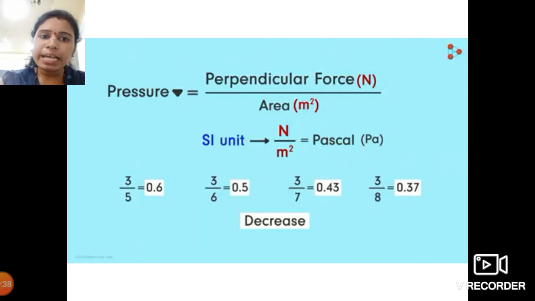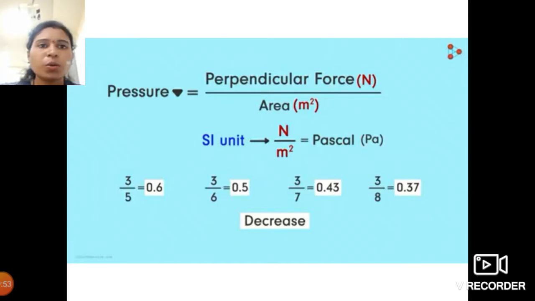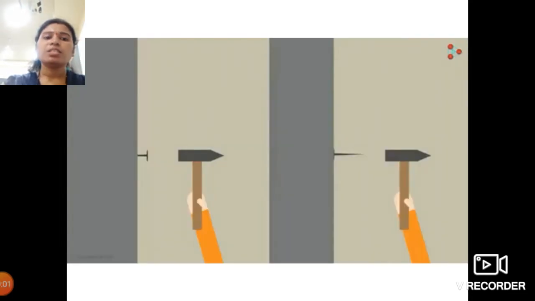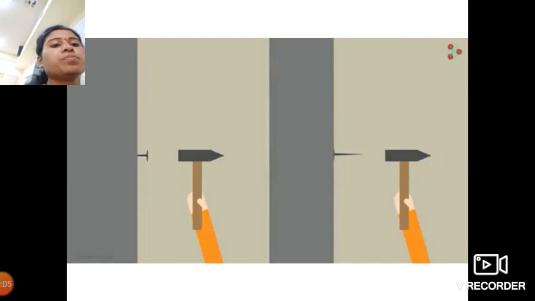It means if the area is increased, at that time the pressure decreases. And if the area is less, then the pressure is more. These are inversely proportional. Now with this knowledge, let's go back to the example which we have seen earlier. That is a hammer and a nail.